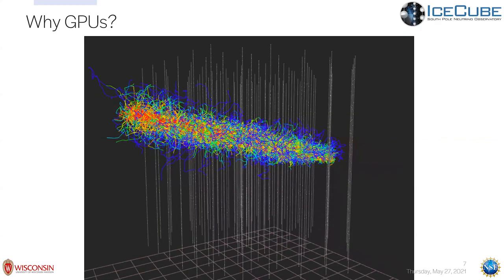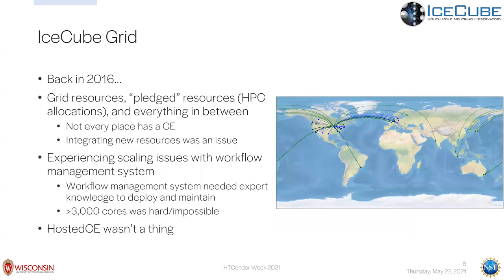So looking again at the IceCube grid, our global computing presence. Back in 2016, we had this mix of grid resources: Open Science Grid, European Grid Infrastructure, and pledged resources, meaning we had some allocation on high performance computing clusters, mostly through NSF and XSEDE. And then we also had everything in between, where we could opportunistically access a cluster on a campus that is part of our collaboration. And so we had this weird mix of resources.